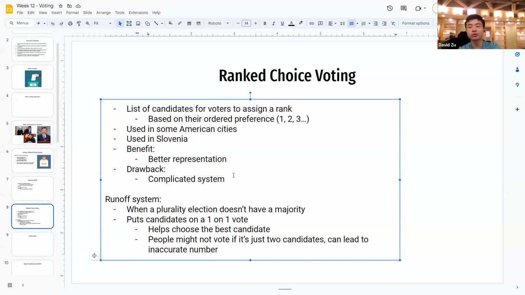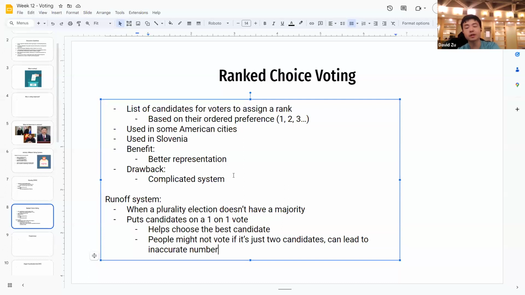Then you have the runoff system, where you eliminate the weakest candidate, the one with the least amount of votes, and then you pit the top two against each other. This forces the voters to select the majority, which can help break the deadlocks or ties you might usually see with plurality voting, when you just pick the candidate with 40% support. With a runoff system, we can hold another vote and ensure that the candidate selected has at least 50% of the population's support, which is better representation.